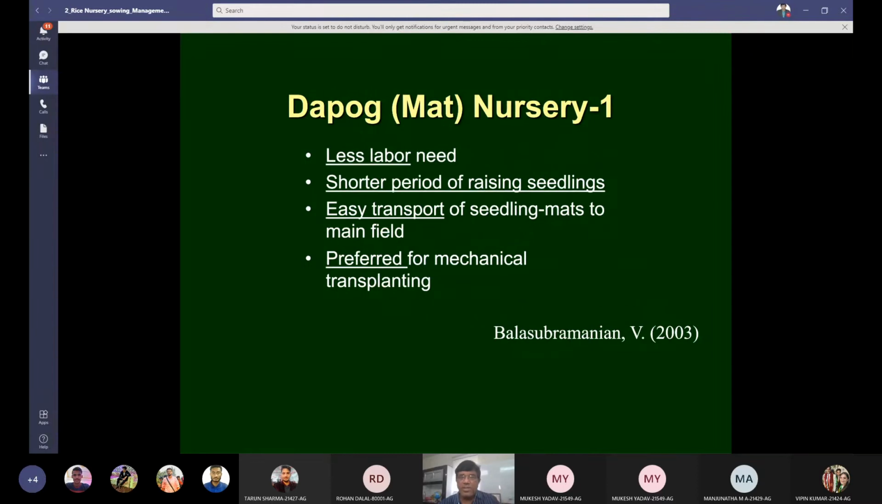And the third method is the depot method. It is also known as mat nursery. So why is there a need for mat nursery? Because of less labor requirement and a shorter period of raising seedlings. You can prepare seedlings in just 15 days, whereas in other cases you need 25 days. So that is 10 days saved. Transport of seedling mats to the main field is easier, and it is preferred for mechanical transplanting. This mat nursery is good for mechanical transplanting.